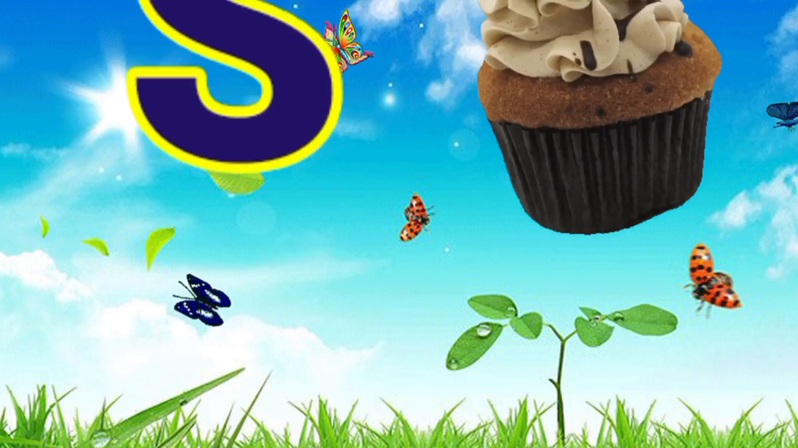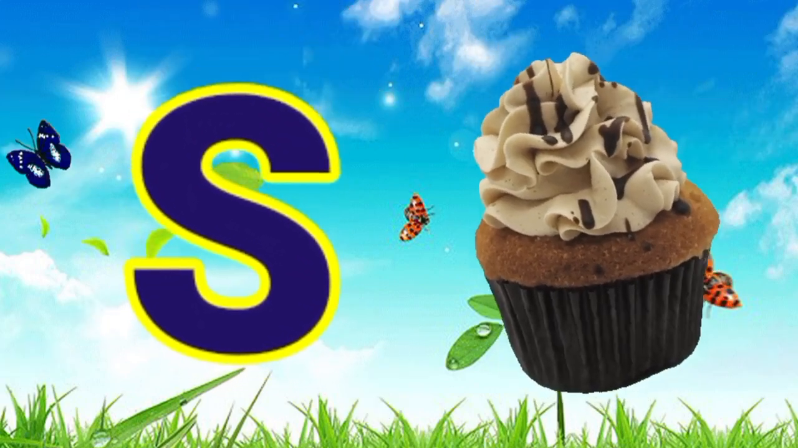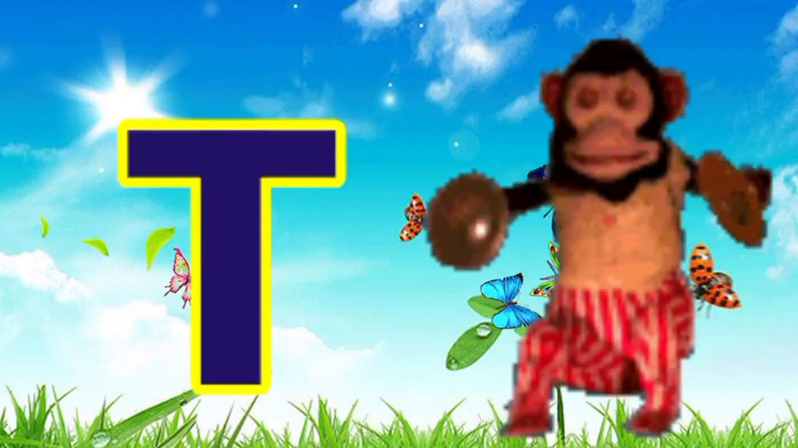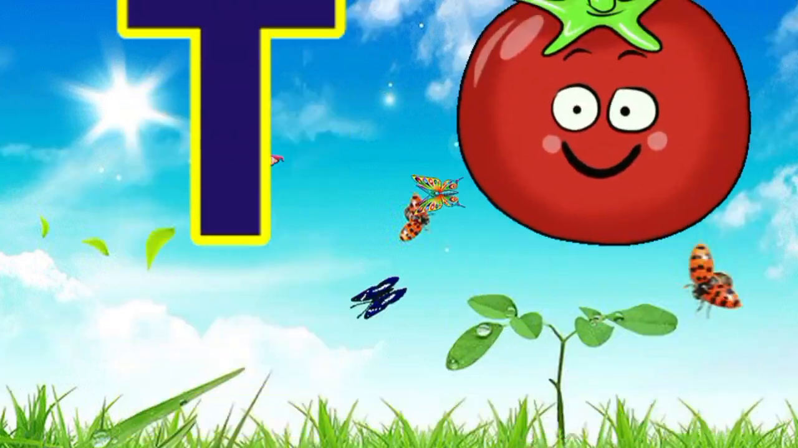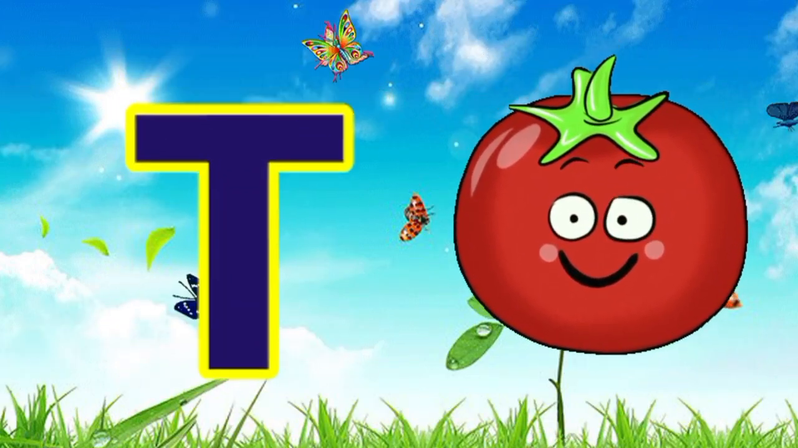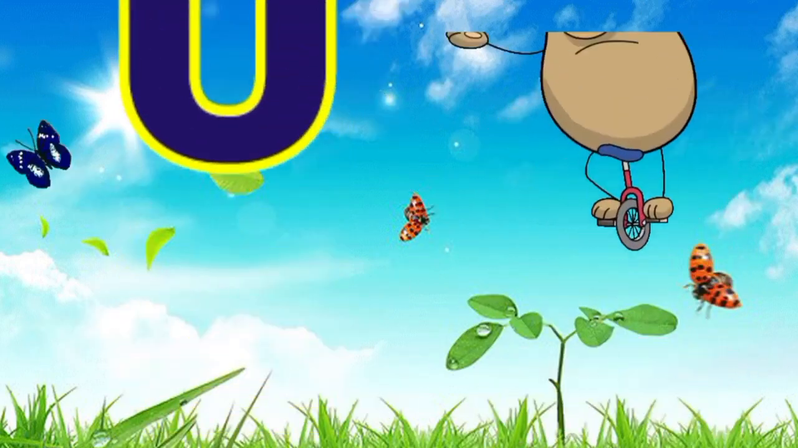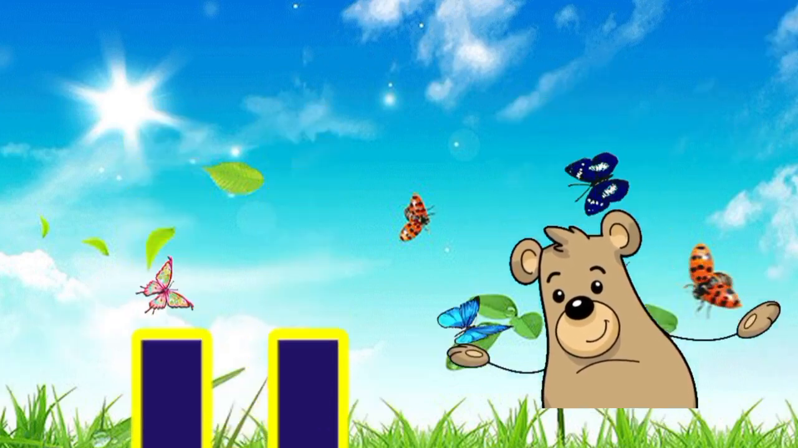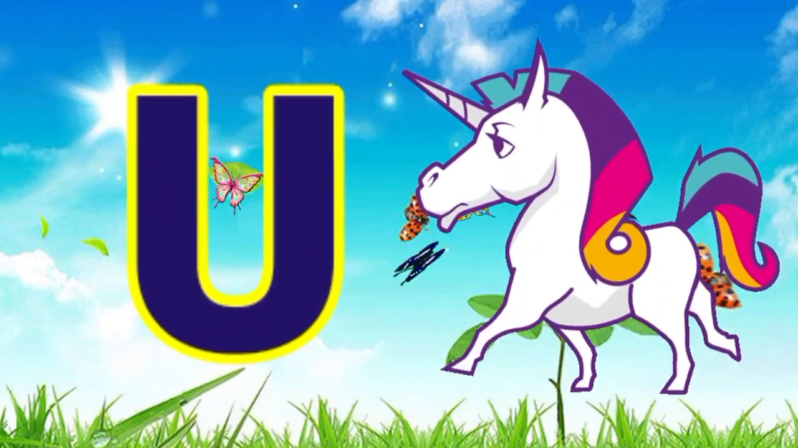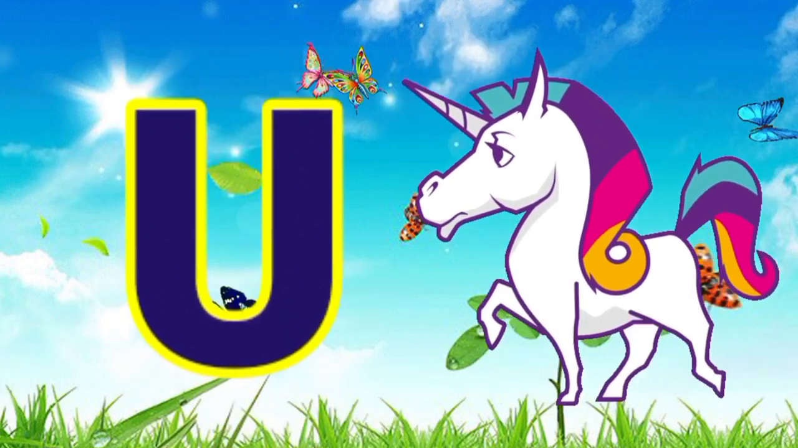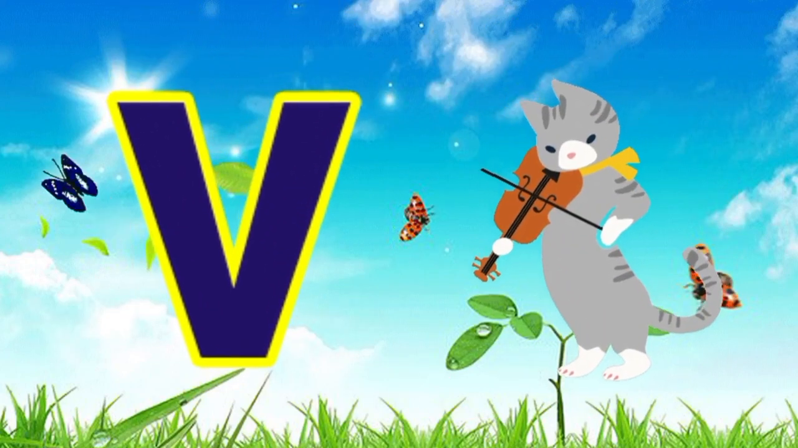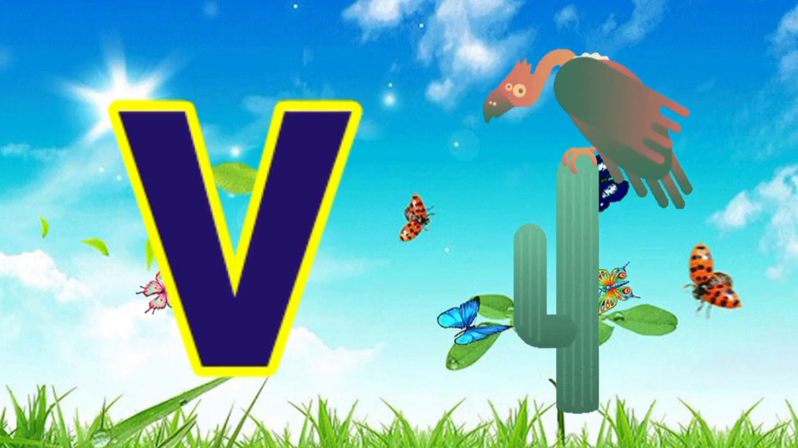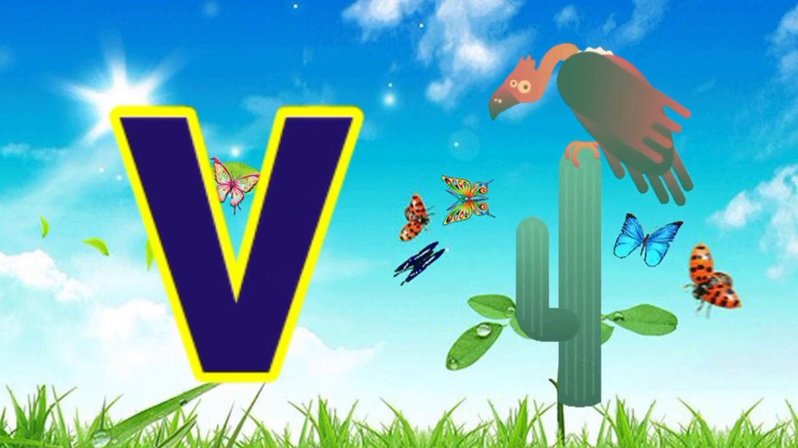S for shark. S for sweets. T for toy. T for tomato. U for unicycle. U for unicorn. V for violin. V for vulture.